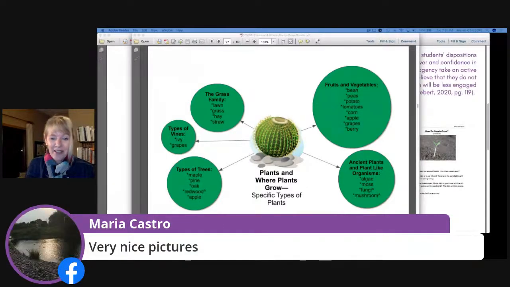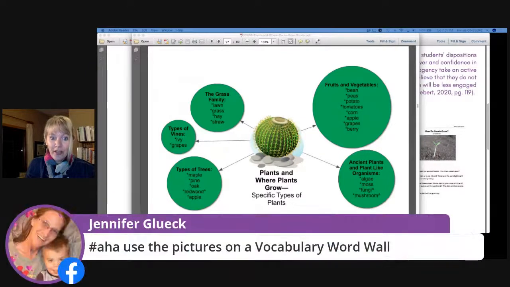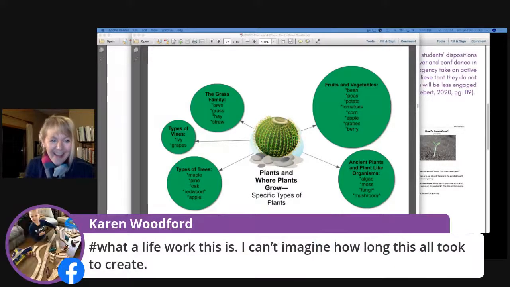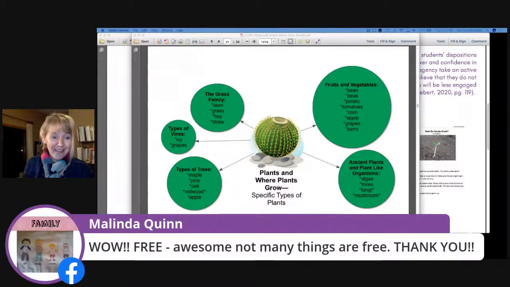And Fatima says, awesome. Who is already using pictures on a vocabulary word wall? Yes. What a life's work this is. Yeah, she has had colleagues to help her, but she's been leading the charge. You can see different people getting credit all throughout her website at textproject.org, but this is really, you're right, a huge work. You're welcome. I'm just pointing it out, Melinda.